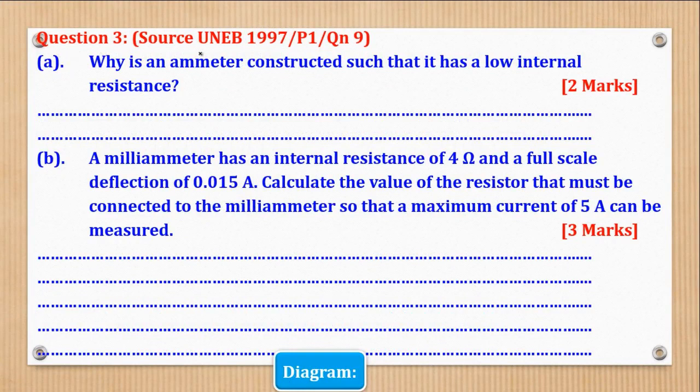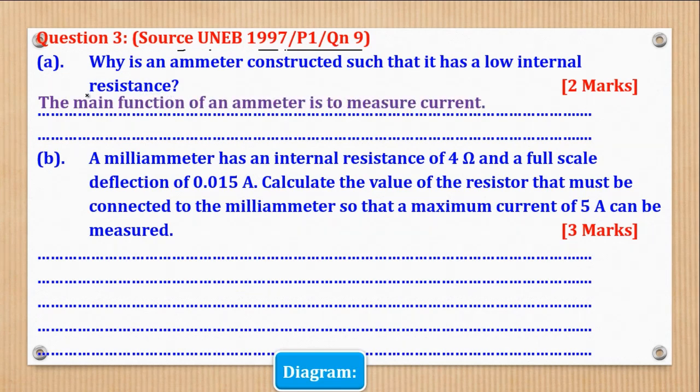Now we shall go to question 3. Question 3 came from UNEB 1997, paper 1, question 9, and part A says, why is an ammeter constructed such that it has a low internal resistance?